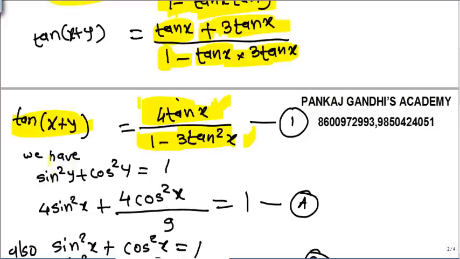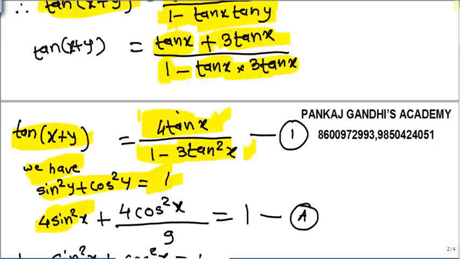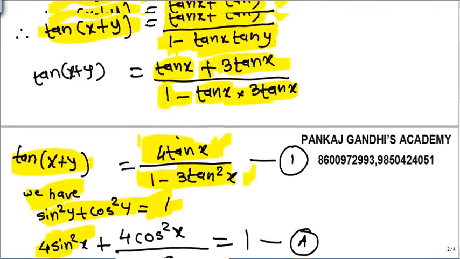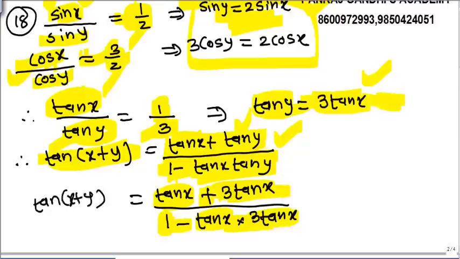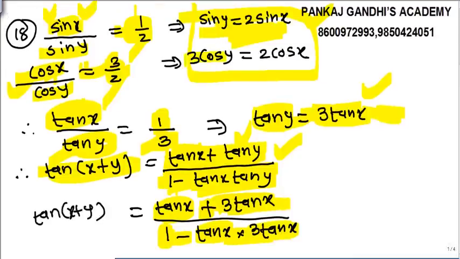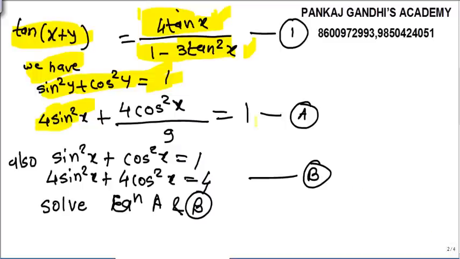We will find out the values of sin x, cos x, so we will get the tan x value. So let's put the values. So we have sin square y plus cos square y is equal to 1. So put the values of sin y and cos y. From here we know sin y is equal to 2 sin x and cos y is equal to 2 by 3 cos x. So let's put these values. So 4 sin square x plus 4 cos square x divided by 9 is equal to 1. So this is our equation A.